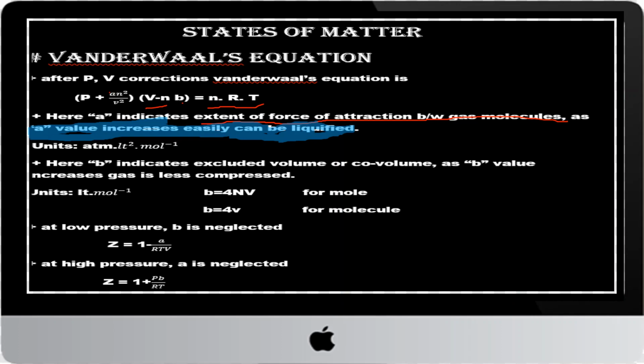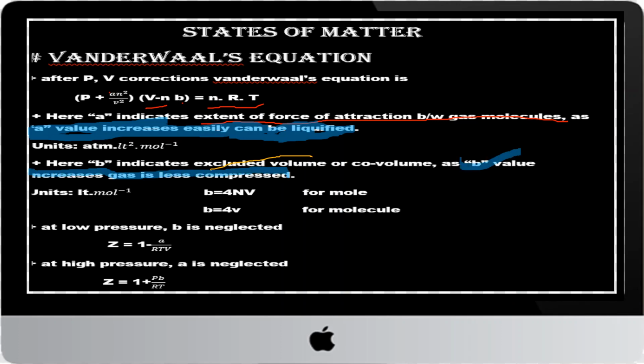Coming to the next, b indicates the excluded volume or co-volume, meaning the volume that is not occupied by molecules. This is also important. As the b value increases, the gas is less compressible.